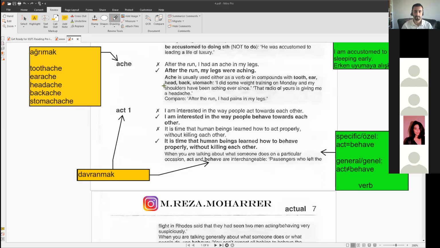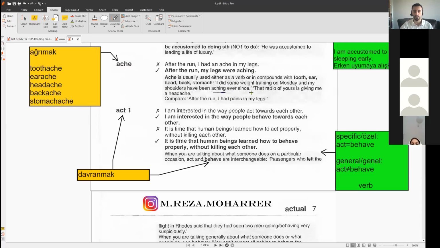Compare: after the run, I had pains in my legs. All right, here we have the word head, not hit. Tooth, ear, head, back, and stomach. I did some weight training on Monday and my shoulders have been aching ever since. Ever since means since that time, from that time. And so as you see here, ache has the role of verb, not noun.